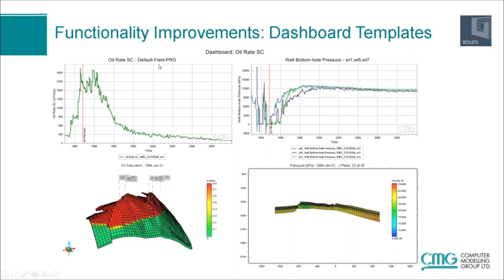But we have 4 in this case, and on the top left and right, we have 2D plots. The top left is showing a well's oil rate, and then we have well bottom hole pressures for 3 wells shown on the top right. Then bottom left, we have a 3D reservoir view and a 2D reservoir view on the bottom right. So we have multiple sources of data in one page here, which is very useful. Also, all 4 of these are synchronized in time.